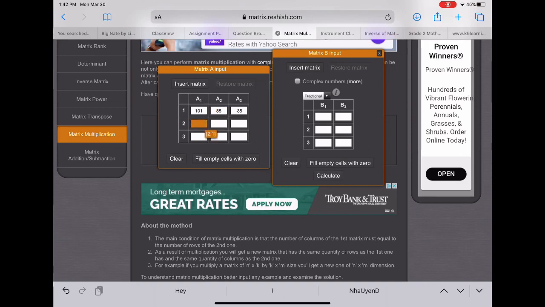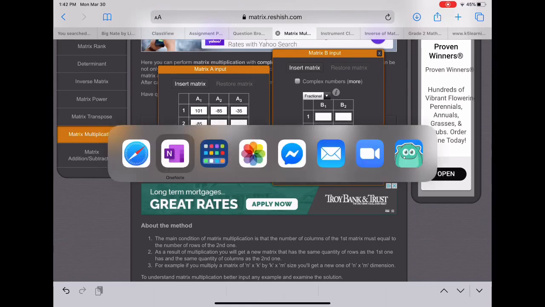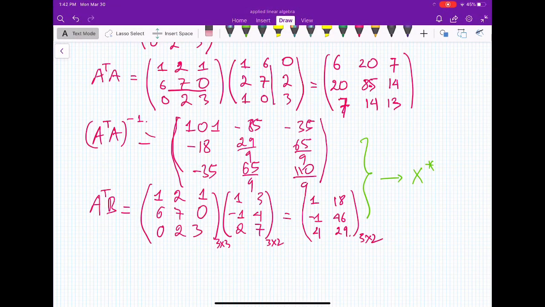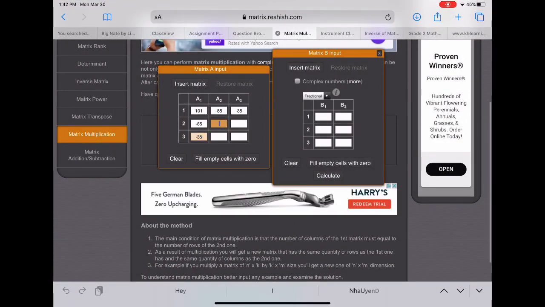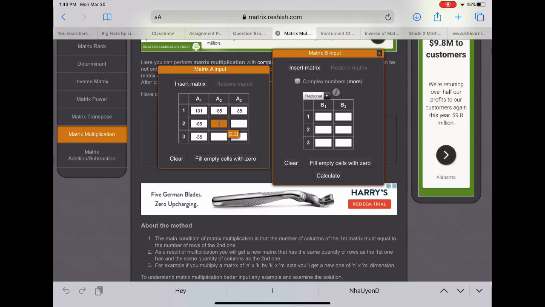In here I should have negative 85. And here negative 35. Alright, and then negative 18, 29 over 9, 65 over 9.